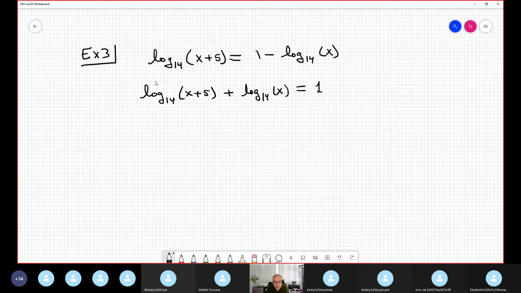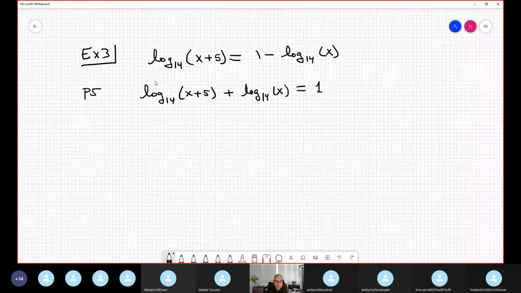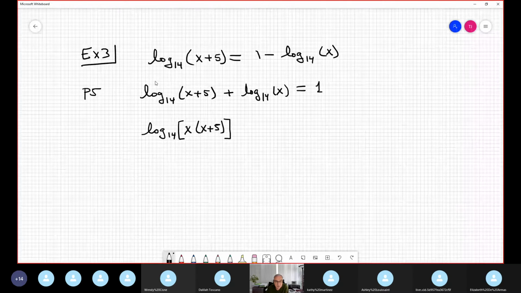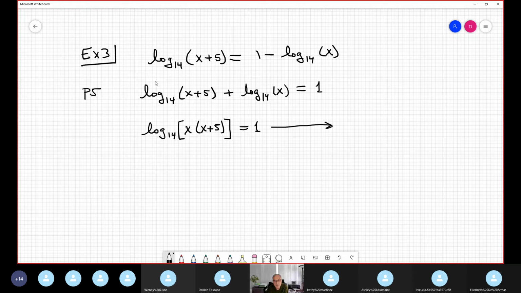This is the moment to condense this into only one logarithm. In this case, you apply property number 5 because it's plus, and plus means multiplication. Multiplication of what? x times x plus 5. This expression is the expression inside the argument of the logarithmic function equal to 1. Everyone follow me so far?